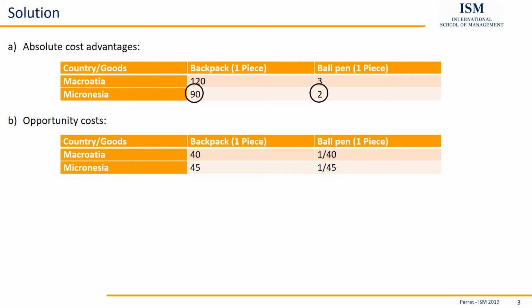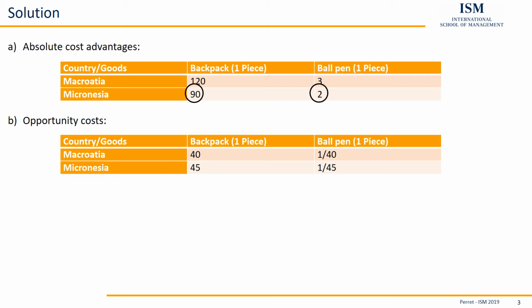So for Croatia and backpacks, we have 120 divided by 3, so we get 40. In Micronesia with backpacks, we have 90 divided by 2. Okay, so much for the backpacks. With the ballpoint pens, it's just the inverse of those. Okay, so much for the opportunity costs.